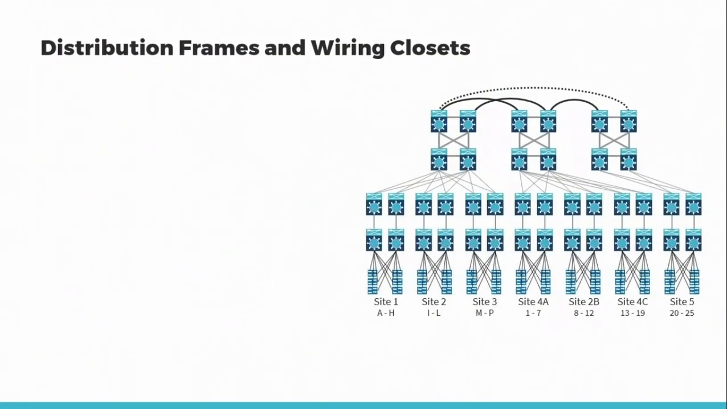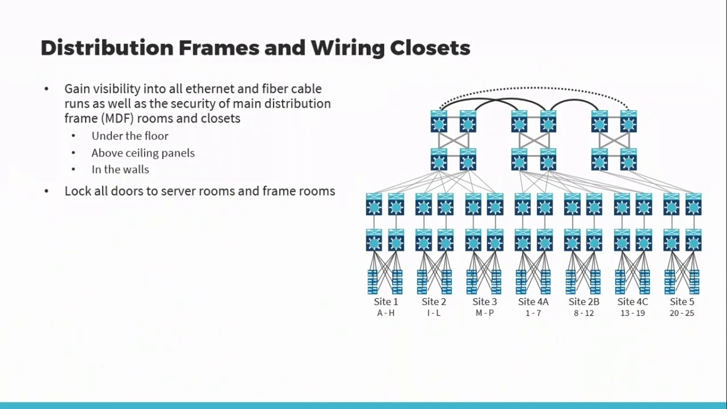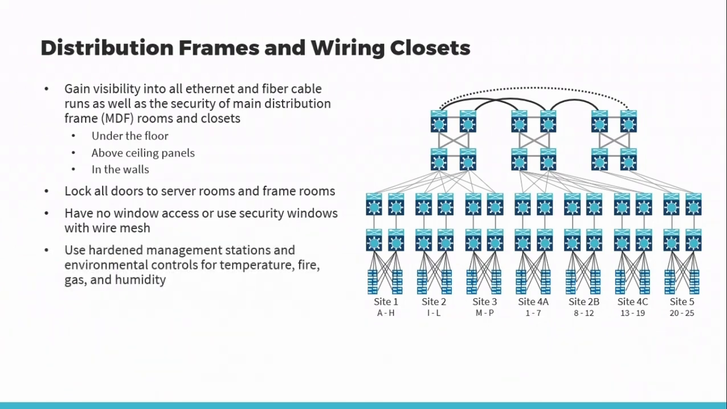We also have to be aware of securing our distribution frames and wiring closets in our building or floors on the campus. We have to gain visibility into all Ethernet and fiber cable runs, as well as the security of MDF, main distribution frames, rooms, and closets. The cable runs can be under the floor, above ceiling panels, or in the walls. We should lock all doors to server rooms and frame rooms. There should be no window access, or if you can, use security windows that have wire mesh embedded in them. We want to use hardened management stations and environmental controls for temperature, fire, gas, and humidity.